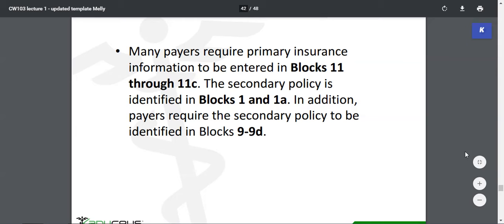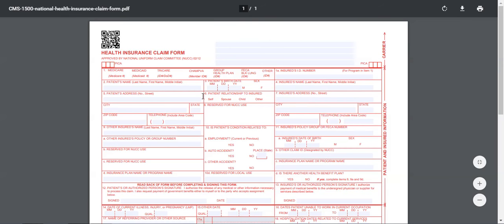Many payers require primary insurance information to be entered in blocks 11 through 11C, and the secondary policy is identified in blocks 1 and 1A. In addition, payers require the secondary policy to be identified in blocks 9 through 9D. So I found a better form where you can see all of this at the same time. Here's 1A, 9, and 11 through 11D.